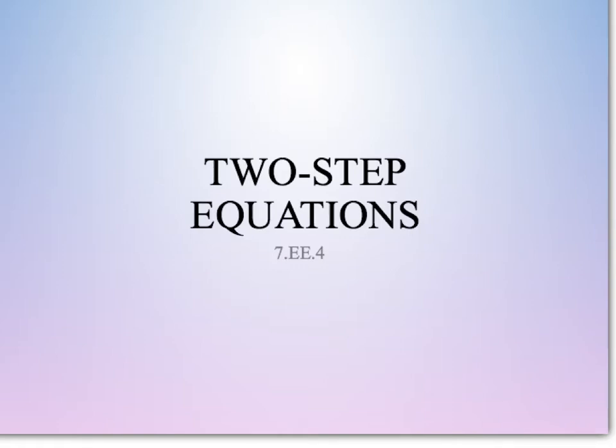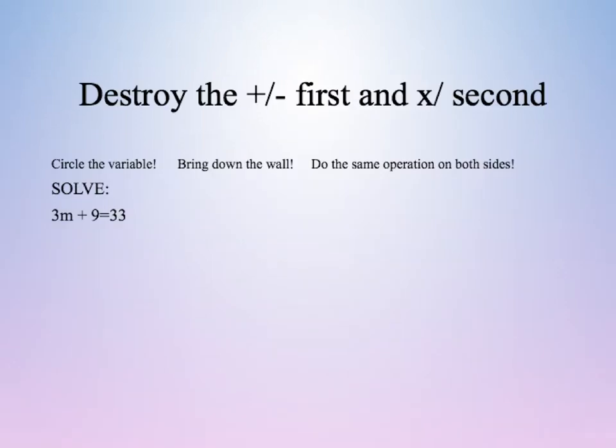Please label your paper two-step equations 7EE4. The first set of directions is destroy the plus and minus first and the multiplication and division second.